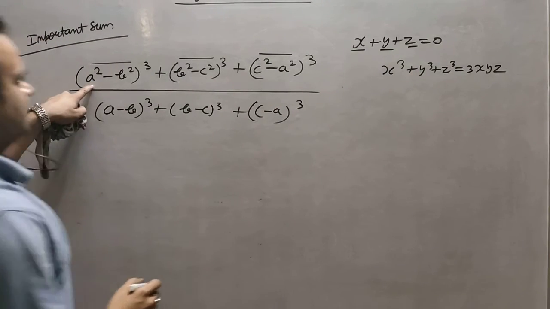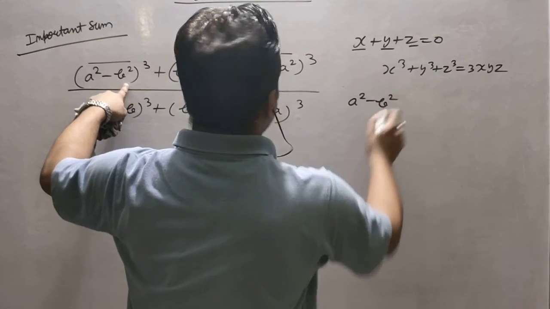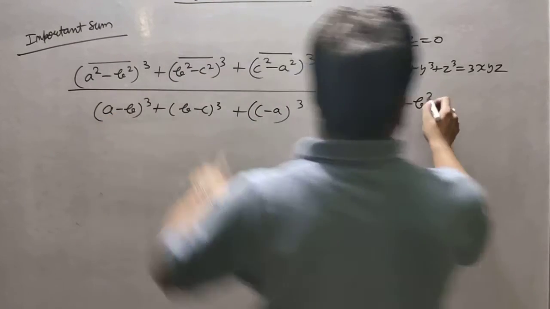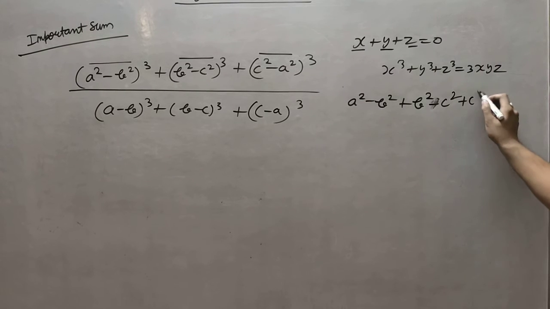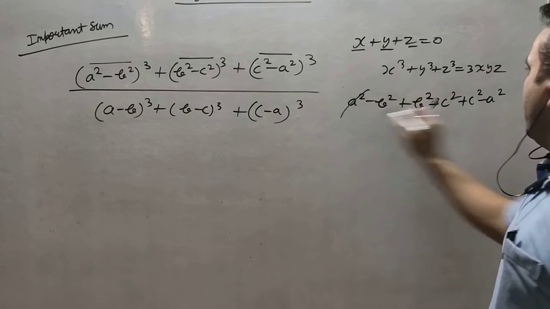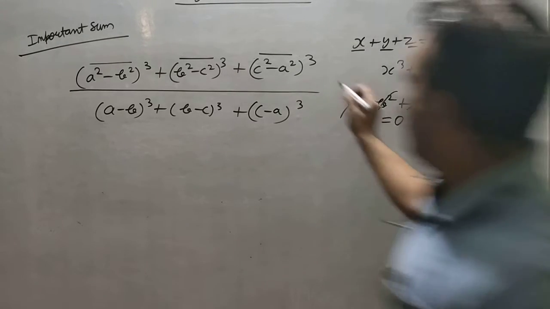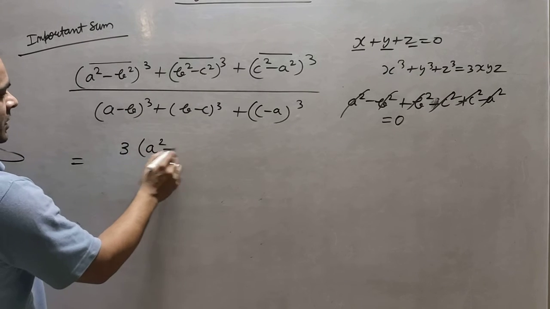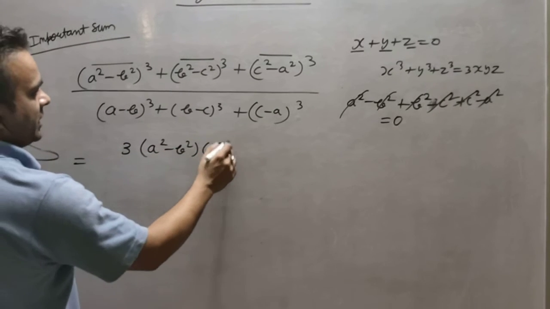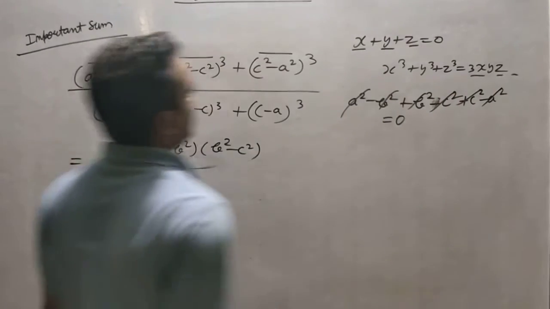So what is x here? a square minus b square. So a square minus b square plus b square minus c square plus c square minus a square. Now we will see that a cancels, c cancels, b cancels. It means we are getting 0. It means this whole value we can write as 3 into (a square minus b square), that is, 3xyz.